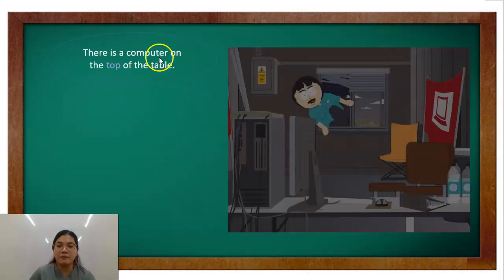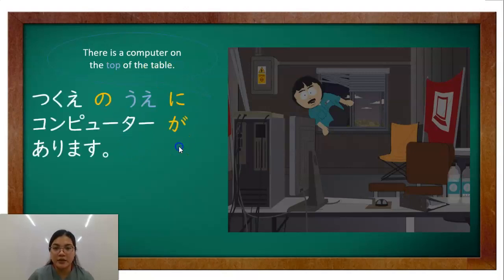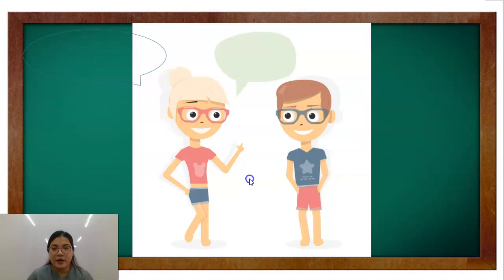Another example. There is a computer on the top of the table. Top of the table. So top is ue. And table is tsukue. So, tsukue no ue ni computer ga arimasu. Okay? Another. The post office is next to the bank.